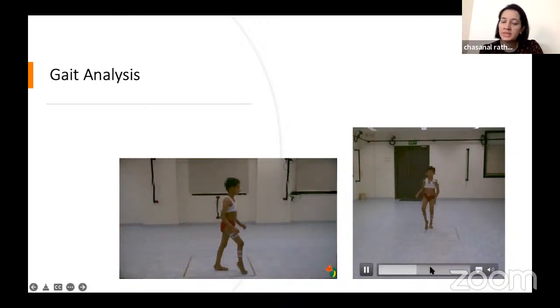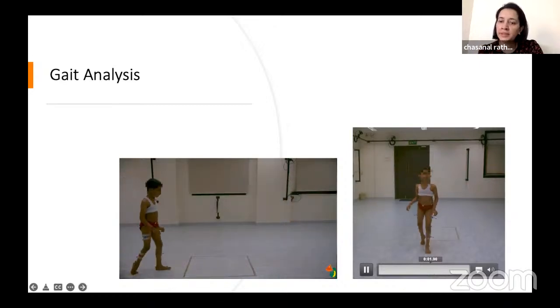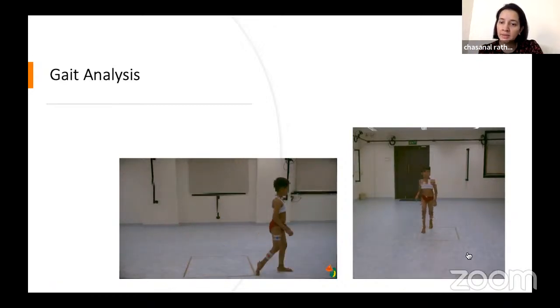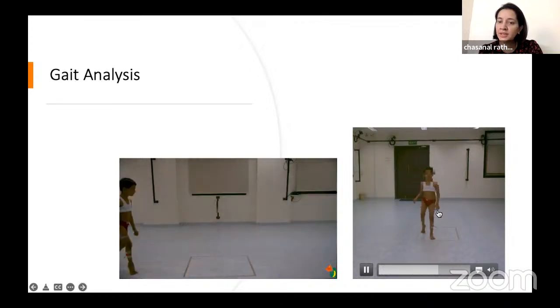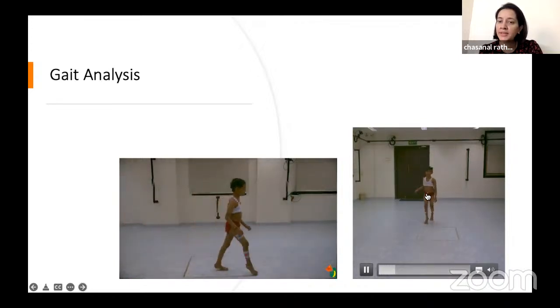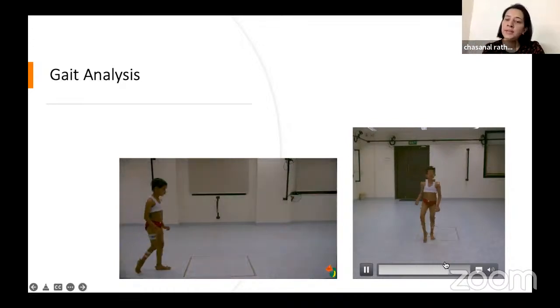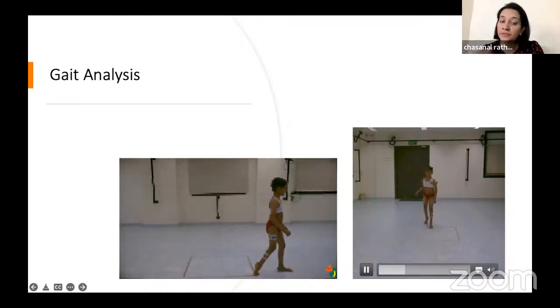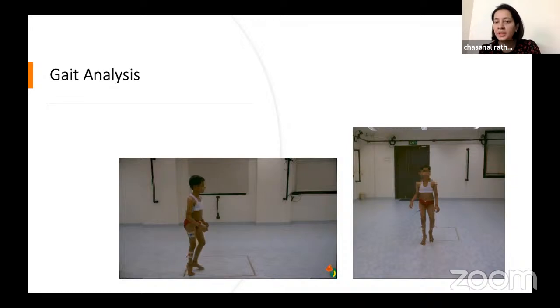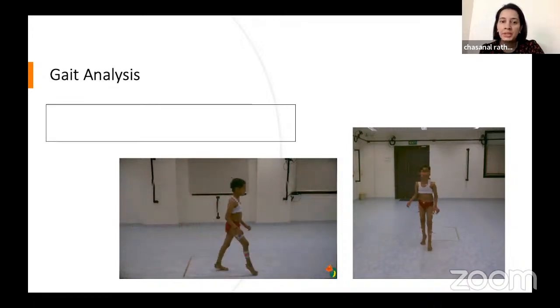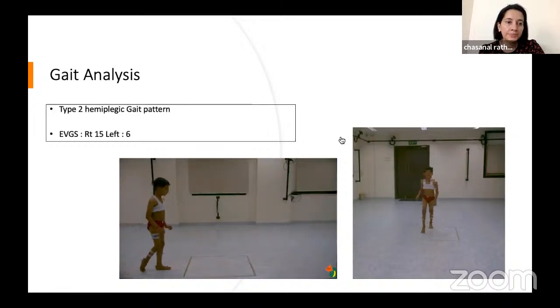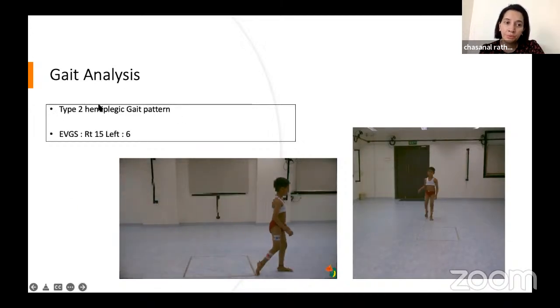On seeing the child in the frontal plane, there is a slight circumduction while clearing. There is no adduction. You see, there is a pelvic hitchhike. If you see, the right side pelvis is slightly at a higher level as compared to the left. And that is because of the equinus. It is not a pelvic obliquity as such. And yeah, so I've put him as a type 2 hemiplegic.